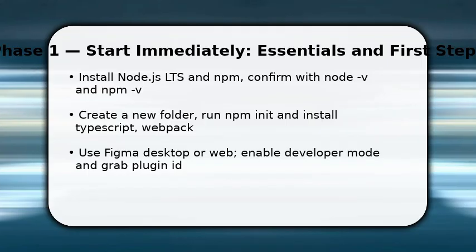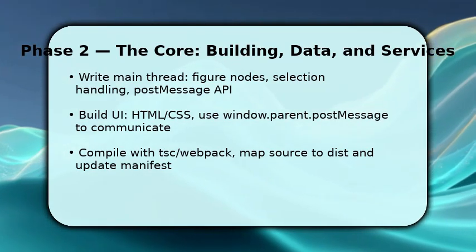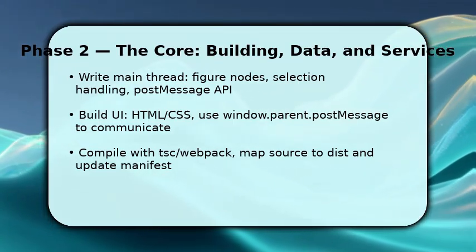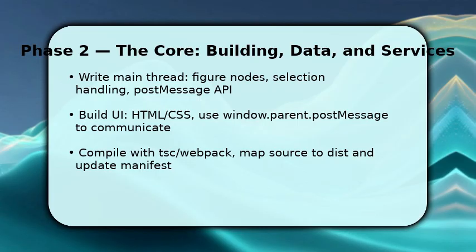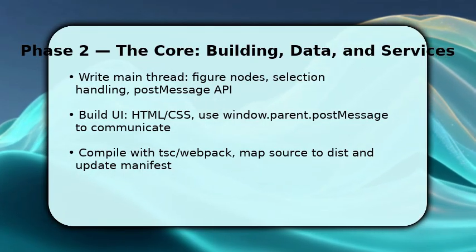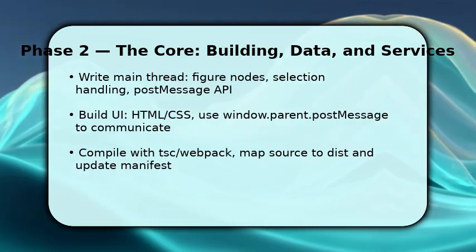You now implement the core in src/code.ts: listen for selection changes, manipulate nodes, and expose commands through Figma. On run, meanwhile, create ui.html to collect user input and send commands via parent.postMessage. Make types explicit so you avoid runtime confusion.